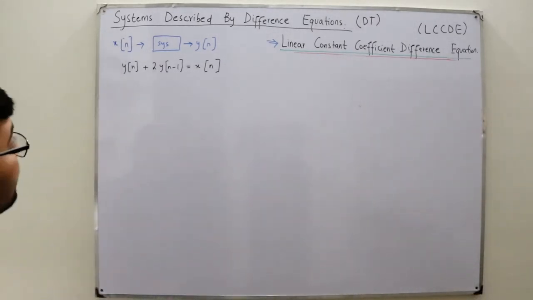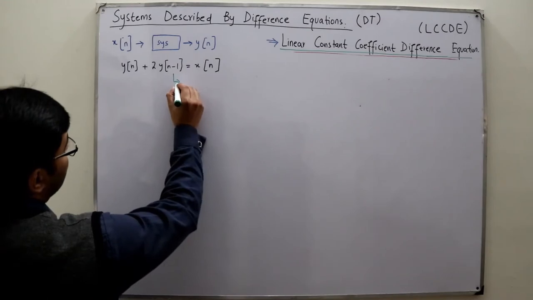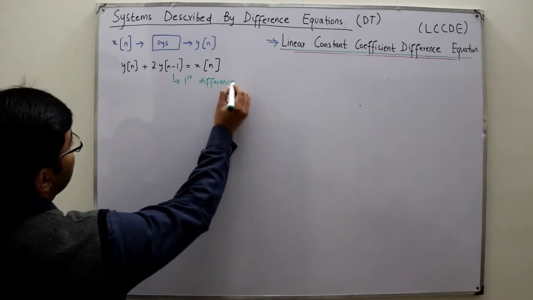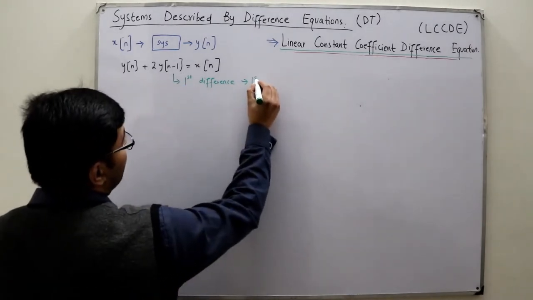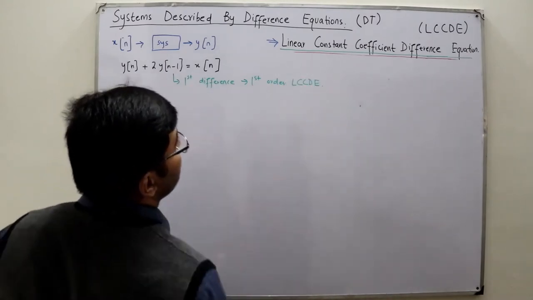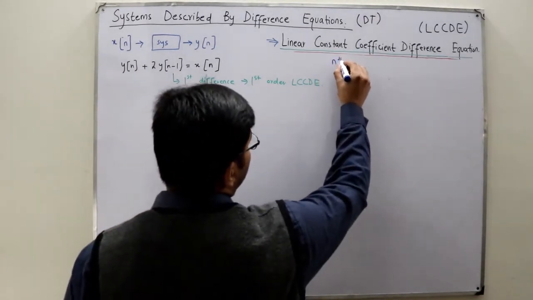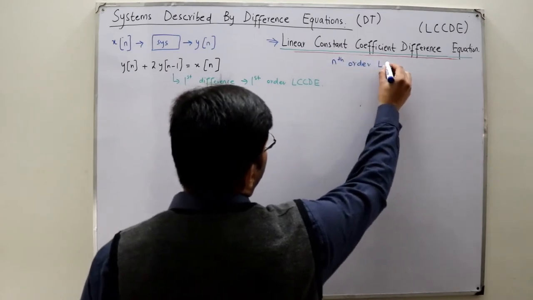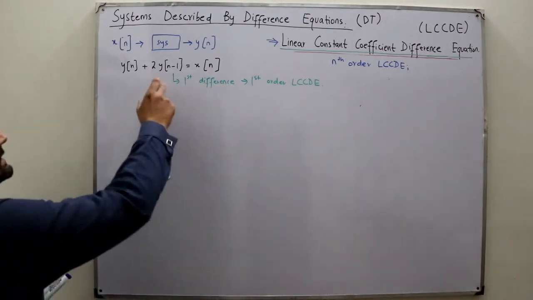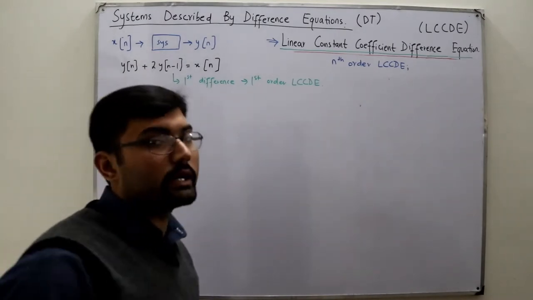Now what do you have? Have a look over here. This is the first difference involved. So what do we have? This is called a first order equation, which means a first order linear constant coefficient difference equation. Now the order is again what? The order says the maximum difference involved. So over here the maximum difference is the first. This is called the first order equation.